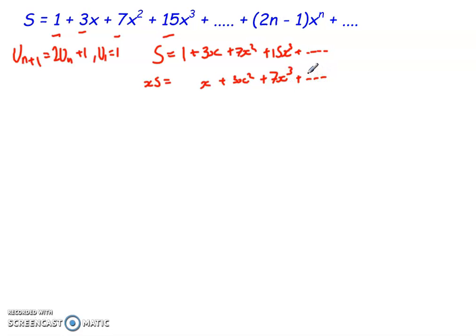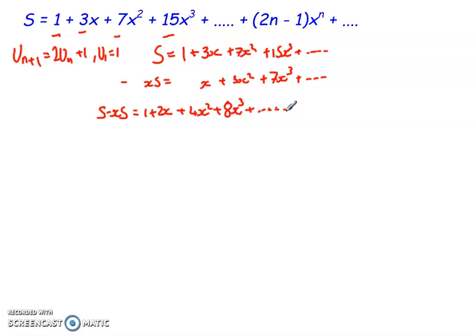And then I'm still going to do the exact same step at this point as I did before, which is subtract them. So I'm still going to calculate s minus xs. And in this case, I'd get 1 plus 2x plus 7x squared take away 3x squared, so plus 4x squared plus 8x cubed for the next one, and then continuing on.